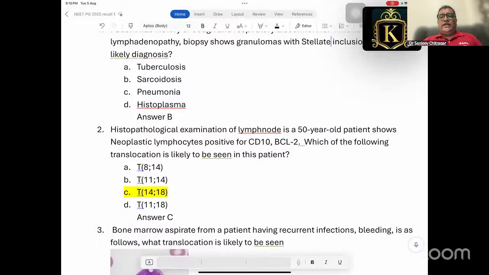CD10 and BCL2 positive, this is your follicular lymphoma. And which translocation will be seen in follicular lymphoma? It is translocation 14-18. 11-14 is for mantle cell lymphoma, where cyclin D1 will be produced. 11-18 will be marginal zone lymphoma. Marginal zone also can be BCL2 positive, but it will be negative for CD10. Remember this. And 8-14, 2-8 and 8-22 are seen in Burkitt lymphoma.